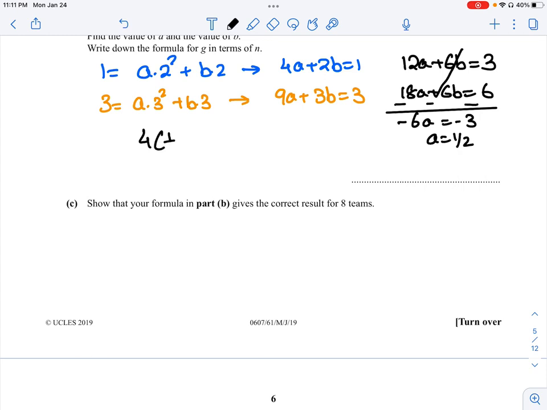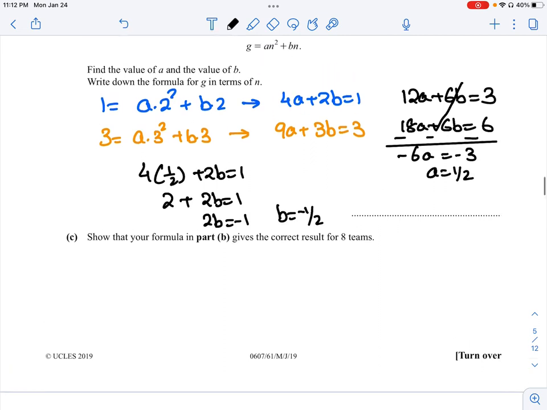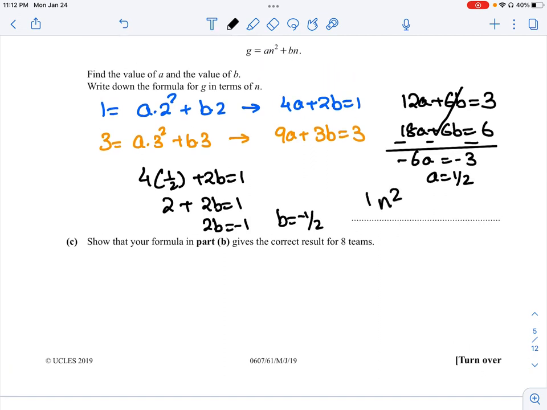Plug in A equal to 1 upon 2. 2 plus 2B equal to 1. 2B equal to negative 1. B equal to negative 1 upon 2. So what will be the formula now? A is 1 upon 2. So 1 upon 2 n square, B is minus 1 upon 2 n.